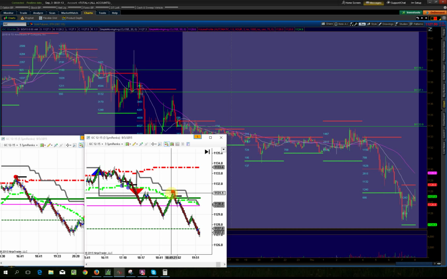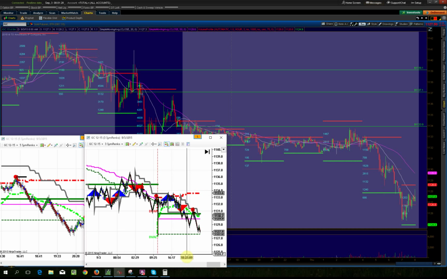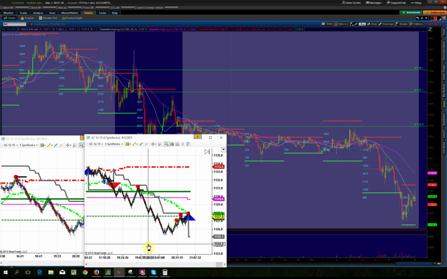and right when it does that, we get the sell signal as it starts to move back down. And if you would have sold right here, anywhere here along the market profile line as it came back down, you would have made about 50 ticks off of that. So with even one contract, that's $500 off of one contract just off of this move alone.